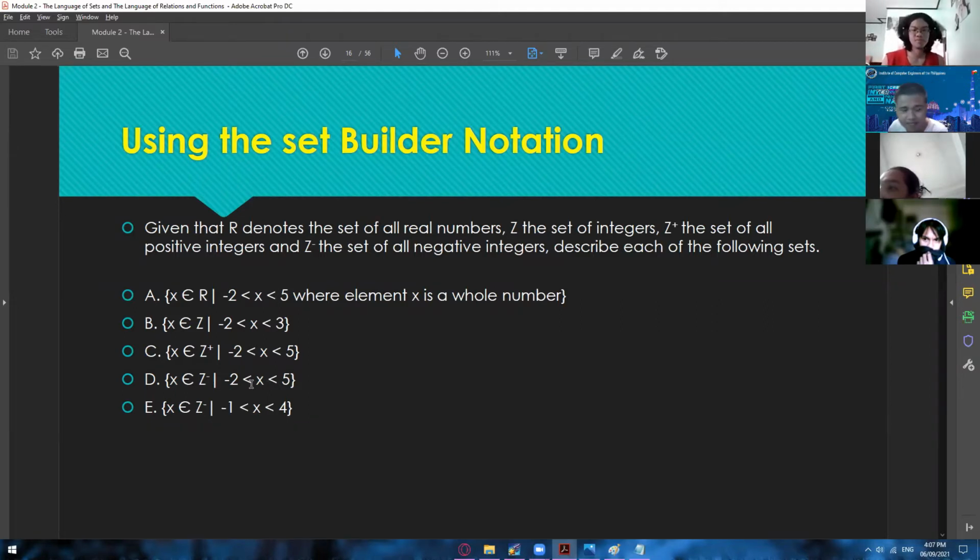Okay, so let's agree with one conclusion. Let's finalize everything now. 0 is not a positive integer, and neither is it a negative integer. So it's neutral. When we say Z plus, we're going to start with positive 1 and above. So the correct answer for this one is 1, 2, 3, and 4.